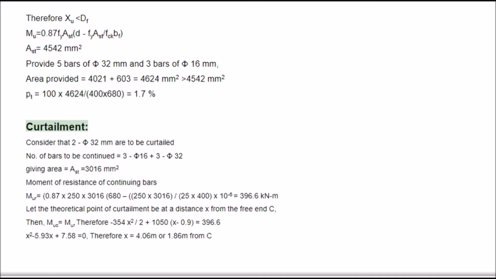Curtailment. Consider that two 32 mm bars are to be curtailed. Number of bars to be continued equals 3 of 16 mm and 3 of 32 mm, giving area Ast equals 3016 mm².